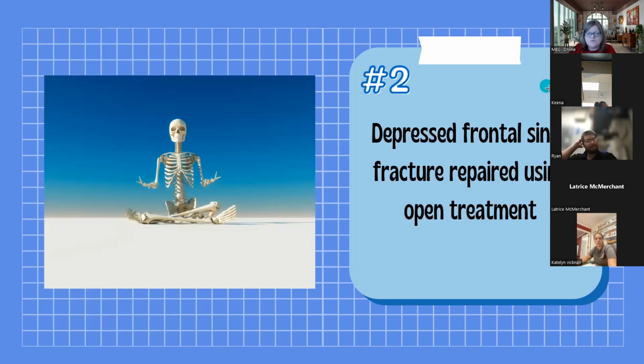All right, number 2, depressed frontal sinus fracture repaired using open treatment. Depressed frontal sinus fracture. All right, so seeing as how we were able to start with fracture for the first one, I would say we could do the same thing with this one. So I'm going to go back to fracture. Let's see. Frontal sinus fracture. Let's see what we can find. And y'all, there are pages and pages of fractures. Different types of fractures all over the body.